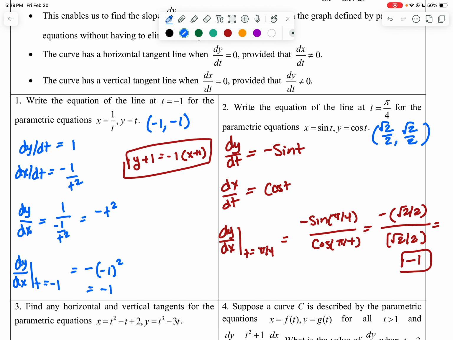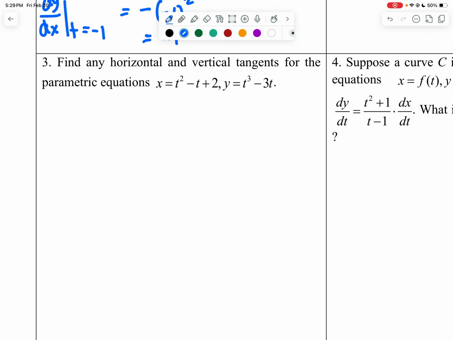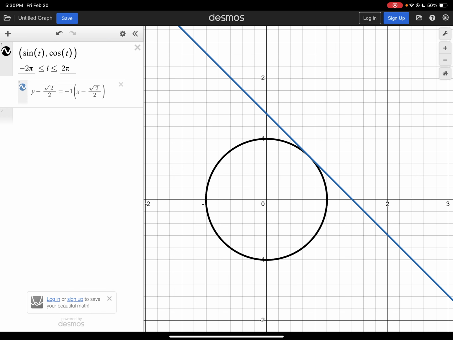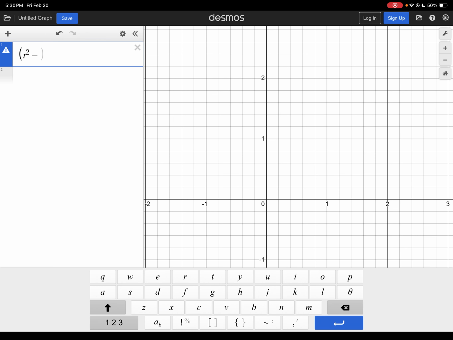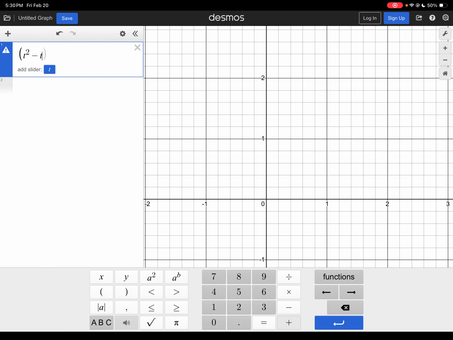Now, something like this is a little bit crazy because we want to find the horizontal and vertical tangents for the parametric equations. x is equal to t squared minus t plus 2, and y is equal to t cubed minus 3t. So what I'm going to do here is probably look at what this is. Now, of course, you won't be able to have Desmos, and we will not be doing this on the TI-84s, but what I'm showing you is basically a visualization of what's happening so that you can understand why we're doing this.